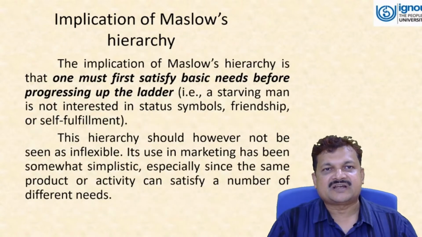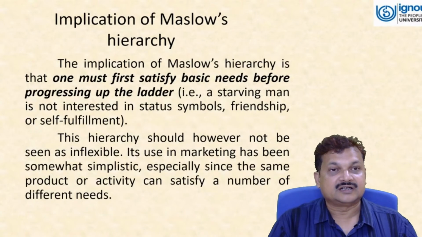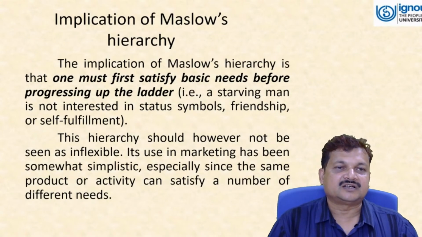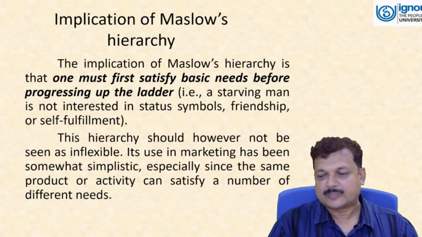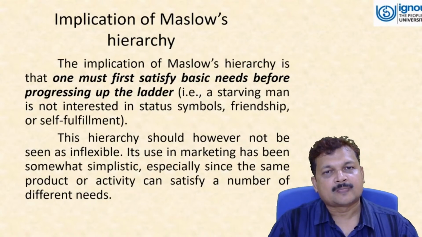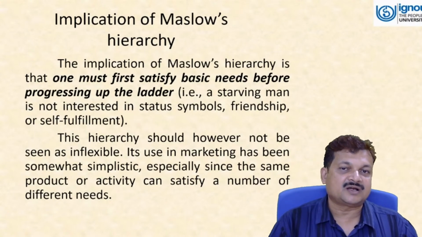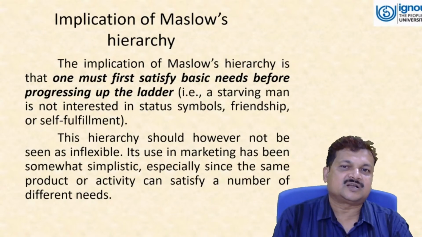Now, the implication of Maslow's hierarchy of needs. The implication is that one must first satisfy basic needs before progressing up the ladder. What I discussed already is that it always starts with the basic needs, and after that, people go for the safety needs, then the social needs, then self-esteem, then self-actualization. So this is the way by which you jump up the ladder from one stage to the next stage.